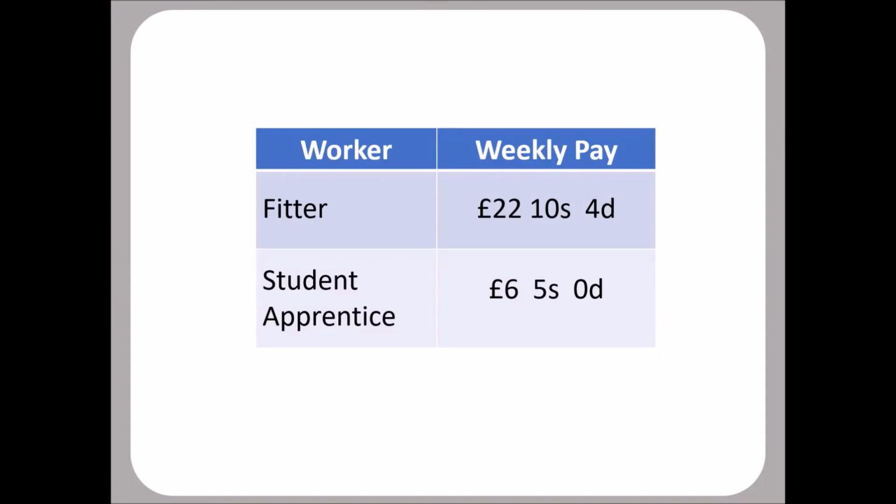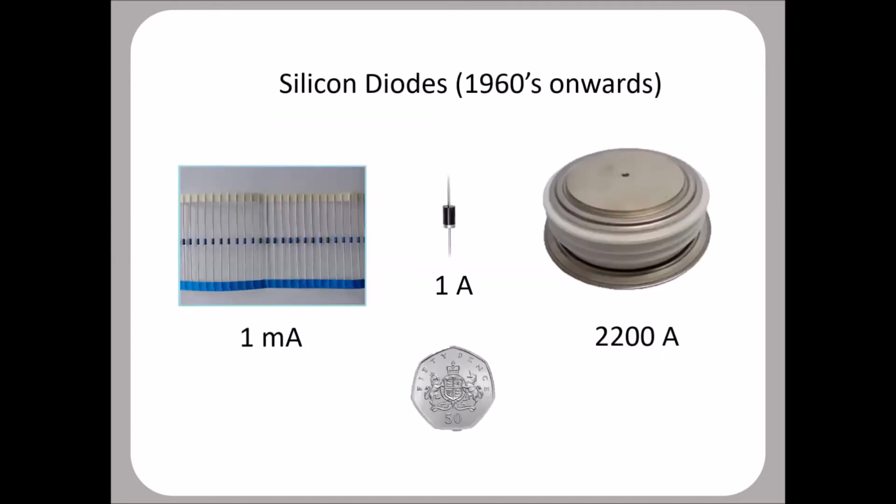Anyway, mercury arc rectifiers really were not very good for railway use. And indeed, they were rapidly superseded in all applications by solid state rectifying devices. And here are some pictures of some diodes. I'll tell you in a minute what a diode is. The 1 milliamp ones are on the left. There's a bandolier of them. And the one on the right is a 2,200 amp with a 50 pence piece for comparison.